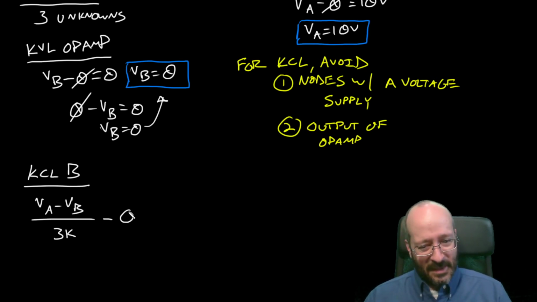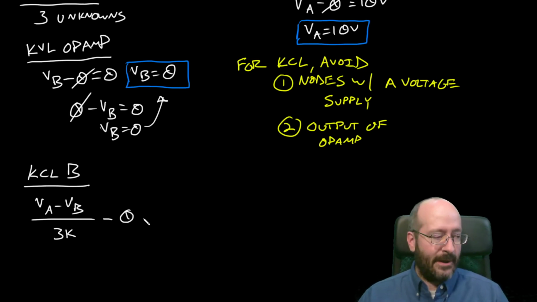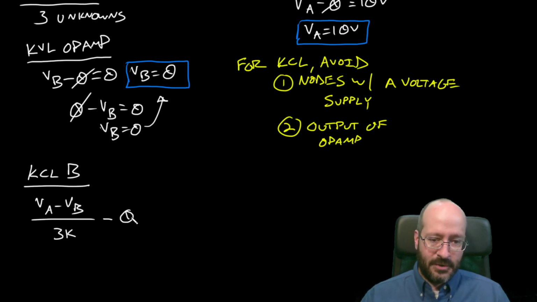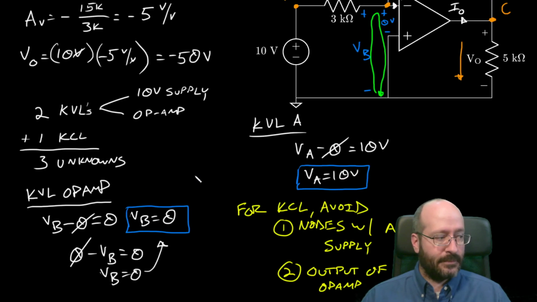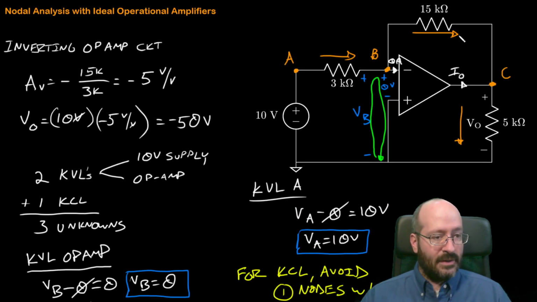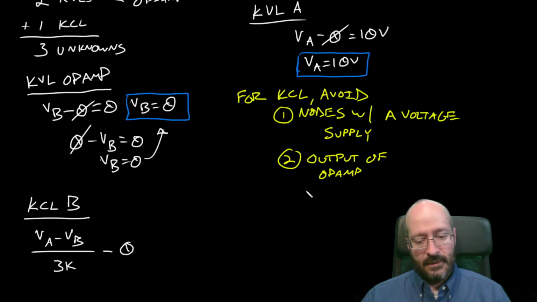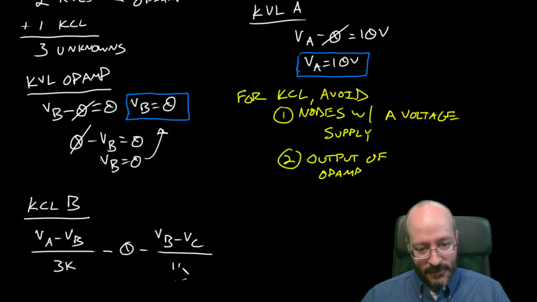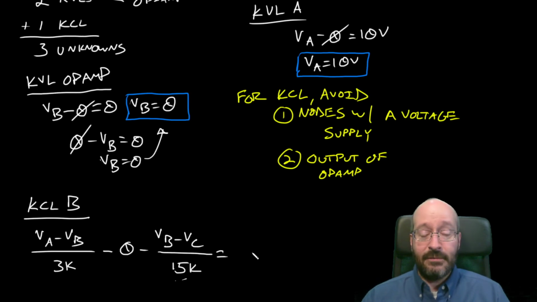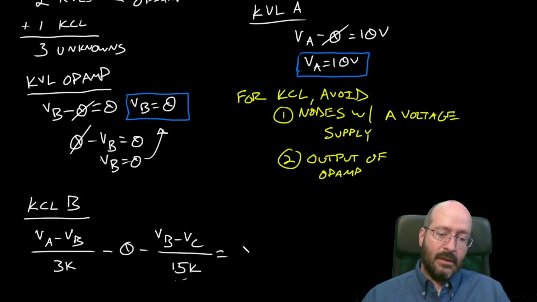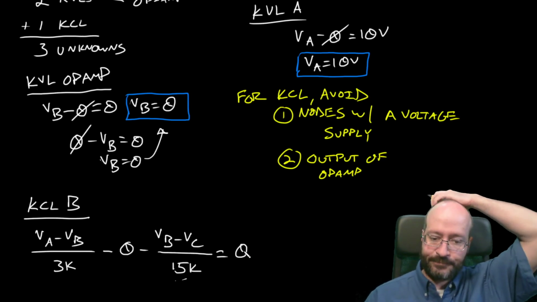I'm going to write it this time, but it's a 0, so I'm really going to start dropping it out and ignoring it after a while. This is the current for the input terminal of the op amp, and it's 0. So it doesn't affect the equation. This current is leaving VB minus VC over 15K. So we get this one minus VB minus VC over 15K. And that's everything connected to the B node, so it's going to be equal to 0.